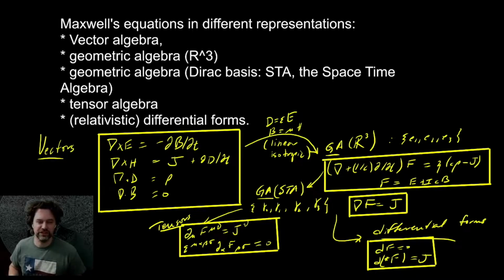This is the first video in a video series on Maxwell's equations and its different representations. We're going to start with Maxwell's equations in matter. I'm going to assume linear isotropic media. That's a specific relationship between D and E and B and H, where epsilon and mu are constants.